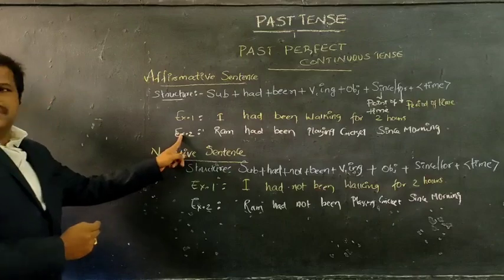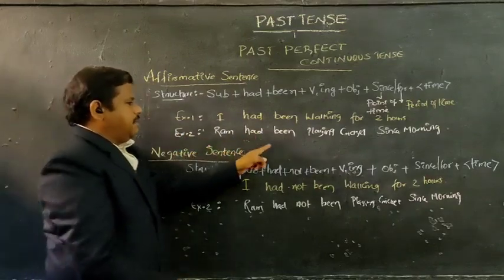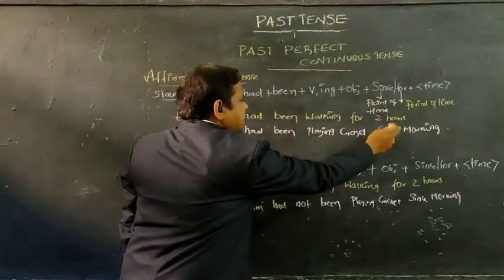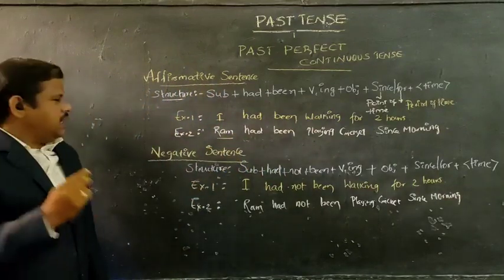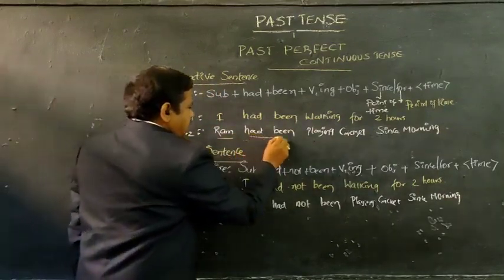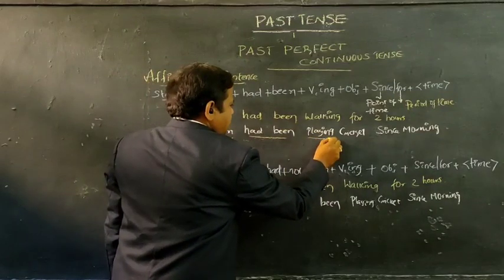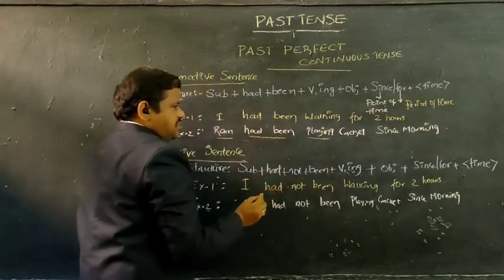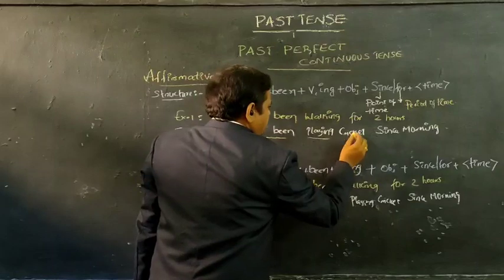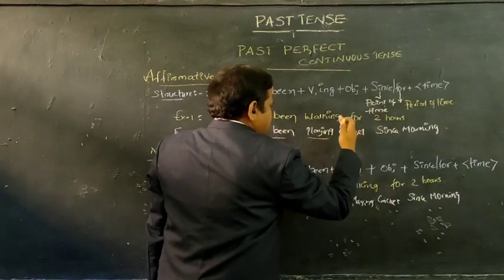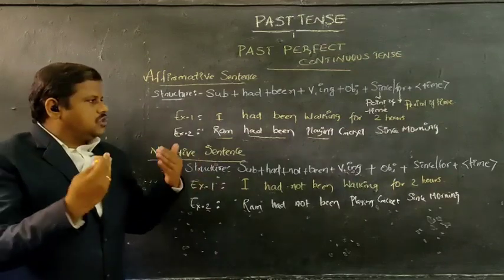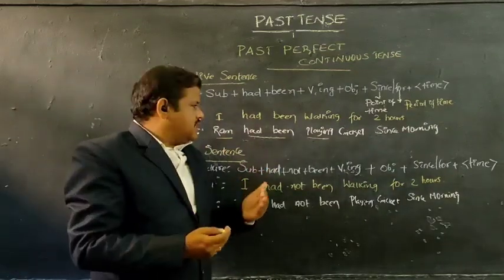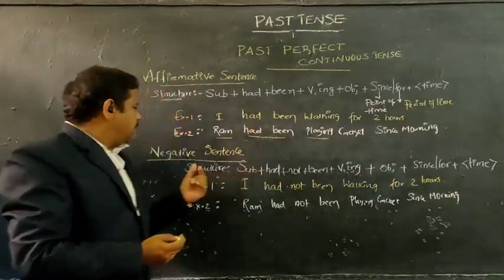See example number 2. Ram had been playing cricket since morning. Here Ram is a noun, that is the subject, followed by had been. Playing is the V1 ing form. Object is cricket, followed by since morning. This explains how to use for and how to use since. These are the 2 examples.